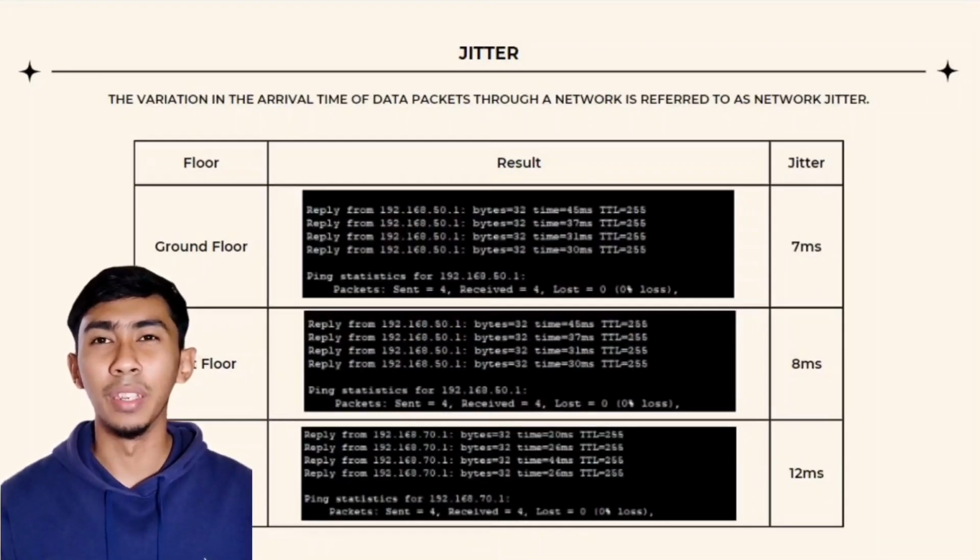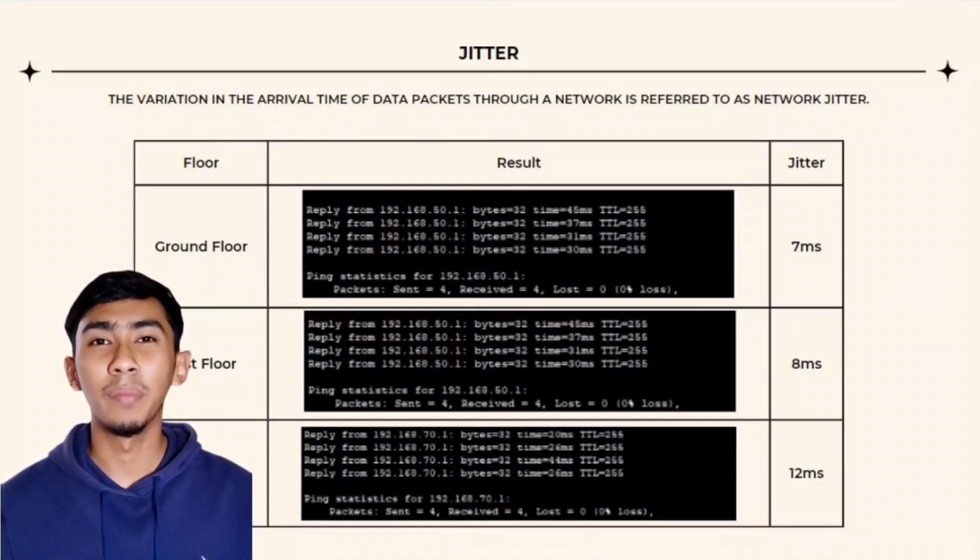So the last thing that we analyze is network jitter. Network jitter is the variation in the arrival time of data packets through a network. Jitter monitors the fluctuation in time taken for a packet to travel from source to destination. An acceptable jitter value ranges from 0 to 30. For the ground floor, the jitter that we calculated is 7 ms. The first floor is 9 milliseconds, and the second floor is 12 milliseconds. All of the jitter that we calculated does not exceed 30. So this means that our network is good enough.